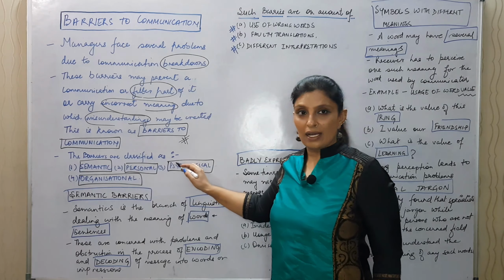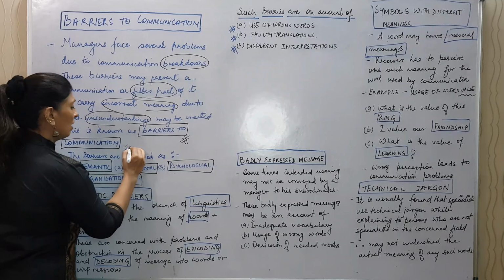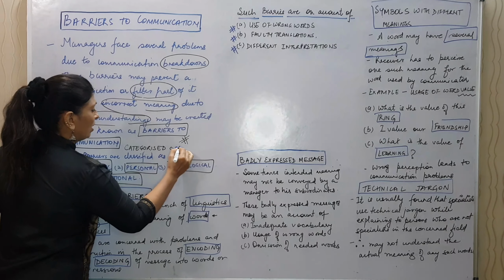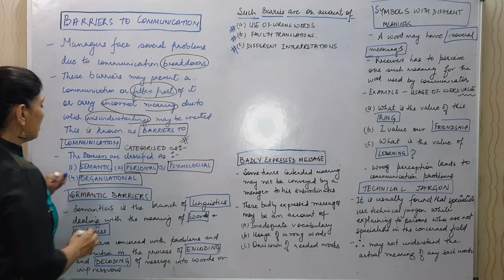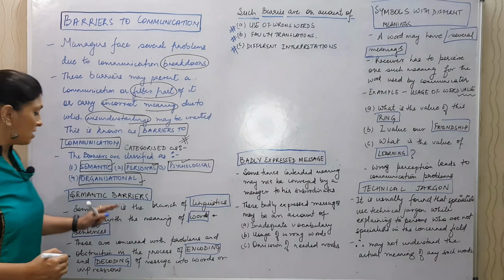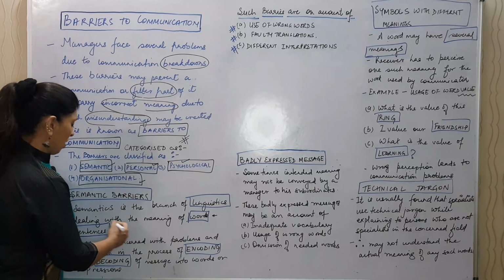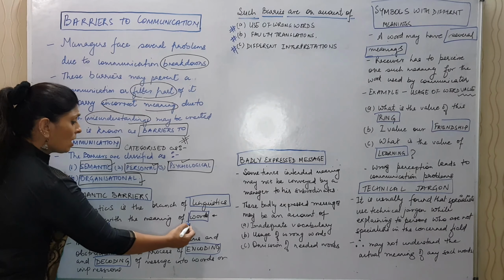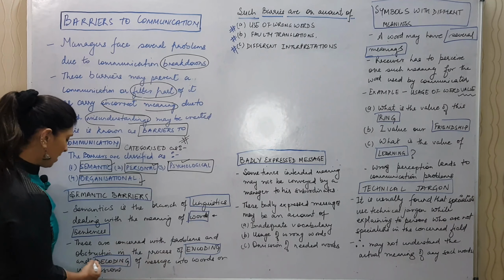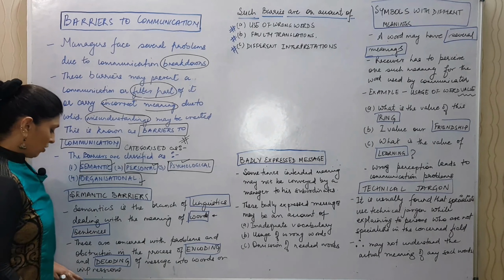Let's start. The barriers are classified or categorized as, we can write here classification or categorized as, because this is what they give in the question on the board. Semantic barrier, personal barrier, psychological barrier, organizational barrier. We'll start with semantic barrier first. Semantic is a branch of linguistics, dealing with the meaning of words and sentences, basically encoding and decoding. These are concerned with problems and obstruction in the process of encoding and decoding of message or words or any kind of impression.